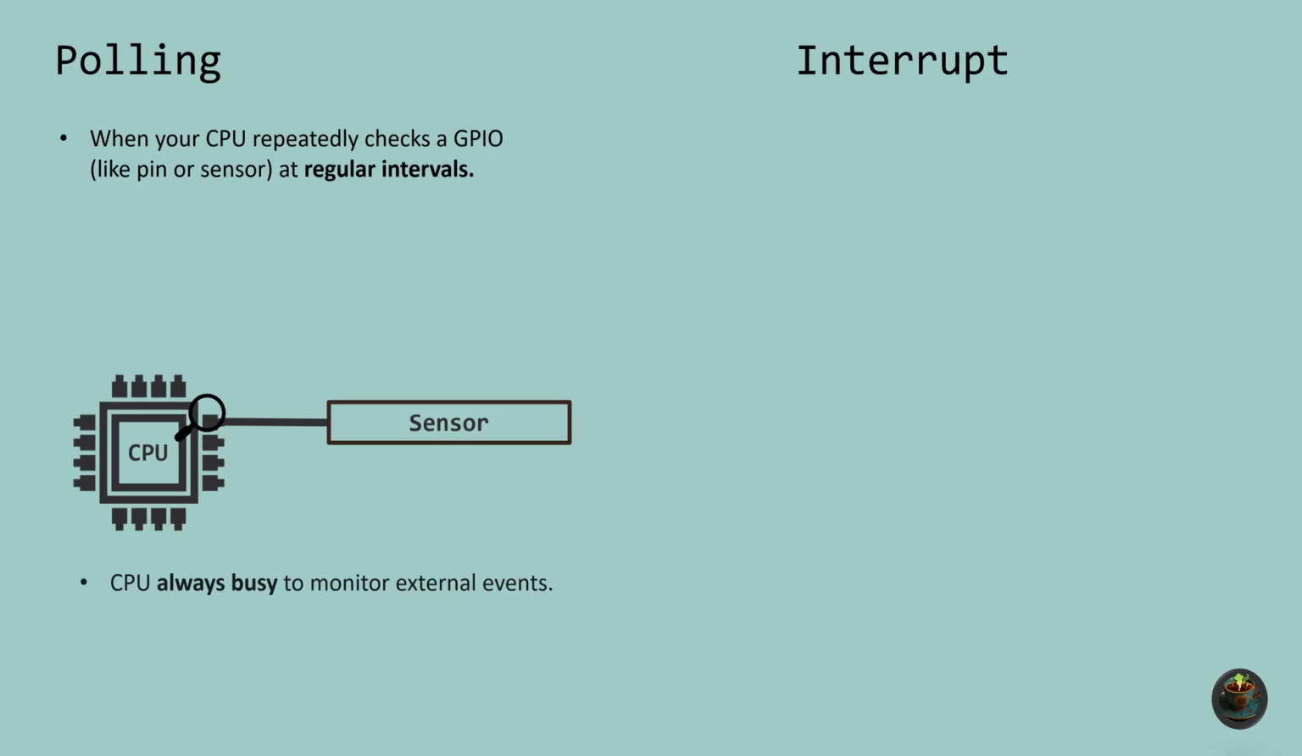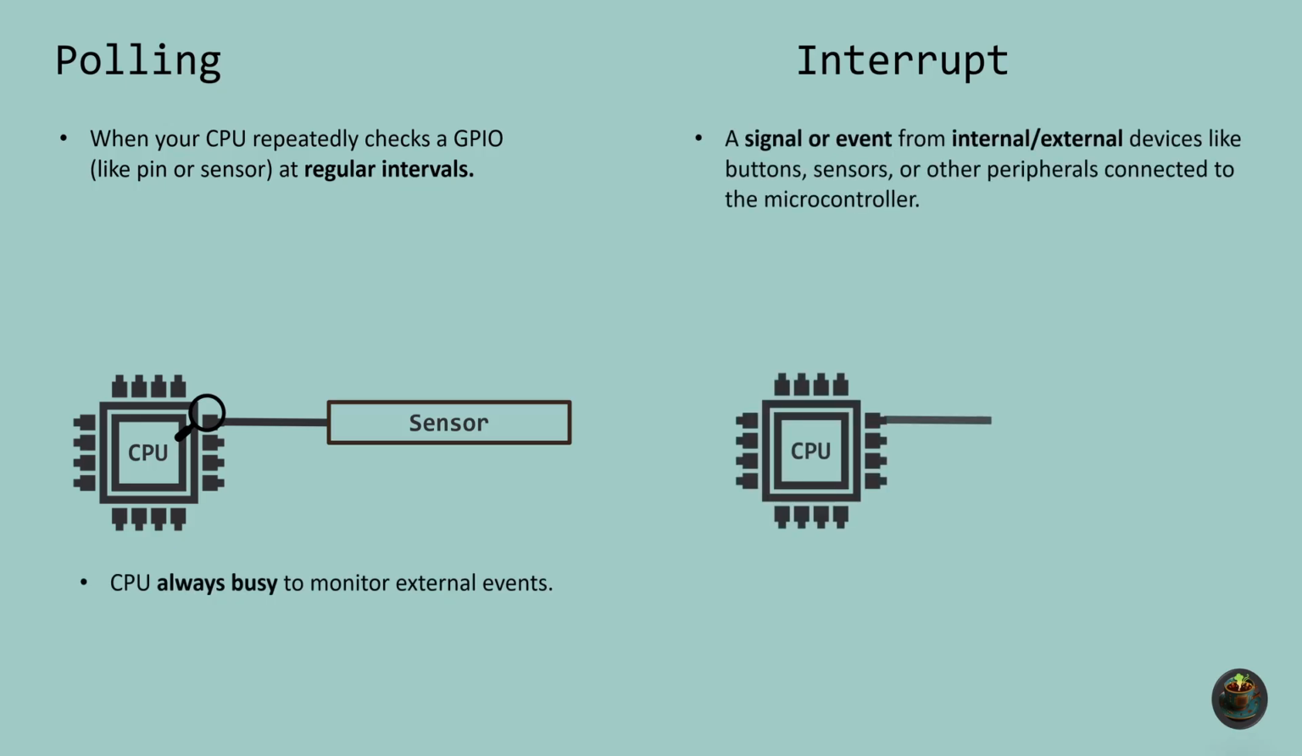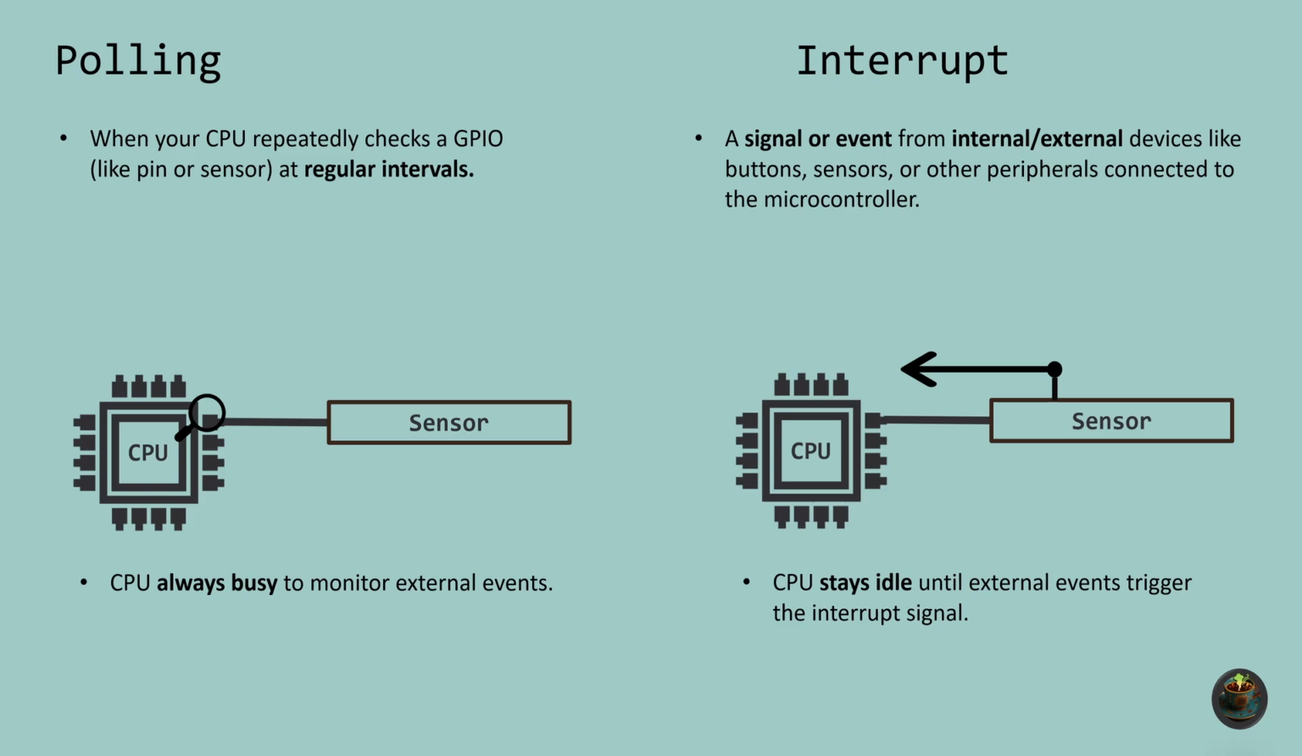But interrupts work differently. You configure the sensor to trigger only when a specific condition is met, like crossing a threshold. The CPU stays free until that event happens. Then the interrupt signals the CPU to act, and afterward, the CPU gets back to whatever it was doing, saving time and reducing CPU load.